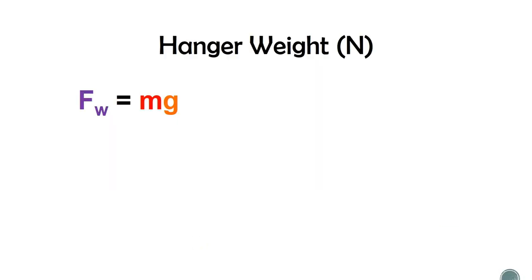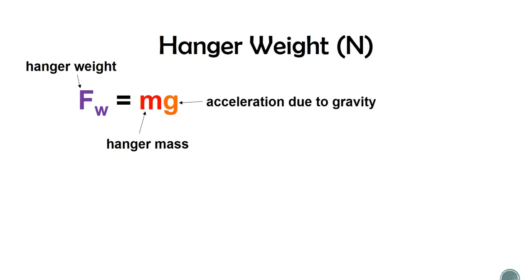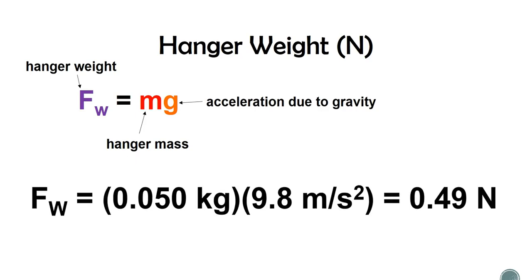And the first thing I want to go over is hanger weight, just to make sure that you calculated that correctly. Remember, weight is a force. Fw equals mg. So Fw being the hanger weight, m being the hanger mass, specifically the hanger mass, and g being acceleration due to gravity. So when we plug all that in, you get Fw, the weight, is equal to 0.050 kilograms, that's the mass of our hanger, times 9.8 meters per second squared.